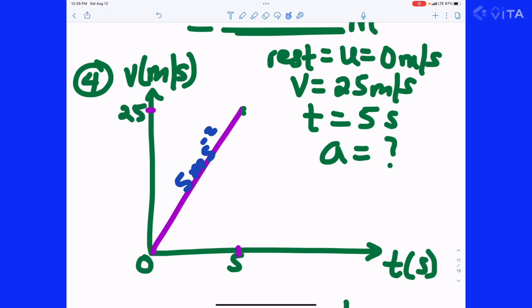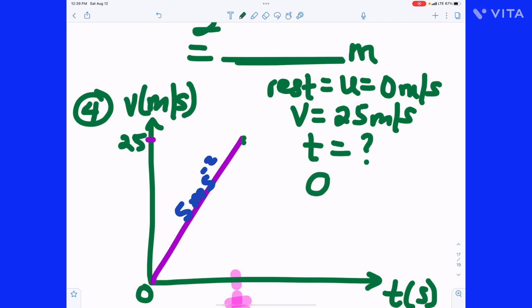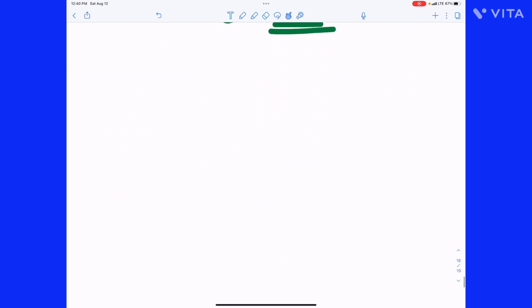Oh, sorry, I didn't have this. That was what I was looking for. I didn't have this 5 seconds. The question was, a body moves from rest with an acceleration of 5 meters per second squared until it attains a velocity of 25 meters per second. Calculate the time taken. This time was to be calculated. So that's what I just did. I've made many mistakes here. I'm sorry about this. I have my acceleration, 5 meters per second squared. So I'm sorry about that.